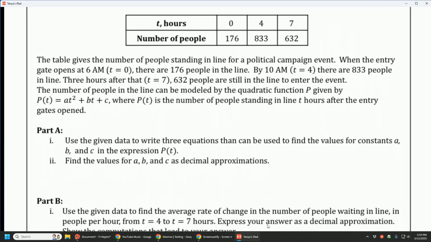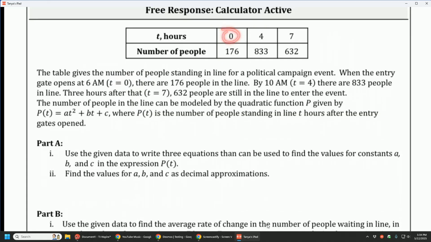It says the table gives the number of people standing in line for a political campaign event. When the entry gate opens at 6 a.m., which is t equals 0, so actually up here where it says 0, I'm just going to label it in case I need it. This is 6 a.m. There are 176 people in line. By 10 a.m., which is t equals 4, there are 833 people in line. And 3 hours after that, which is t equals 7, so that would be 1 p.m., there are 632 people still in the line to enter the event.